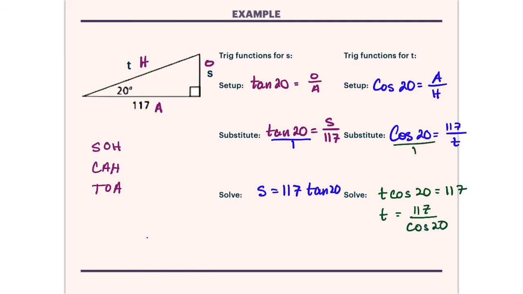And again, we grab our calculator and we'll figure out the decimal approximations for these. So 20 tangent, and we'll take that times 117. It's about 42.58. And then we'll do 117 divided by 20 tangent. I'm getting that t equals 321.45.